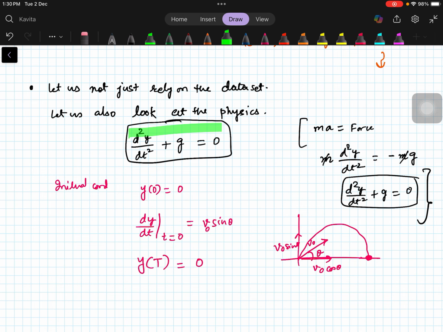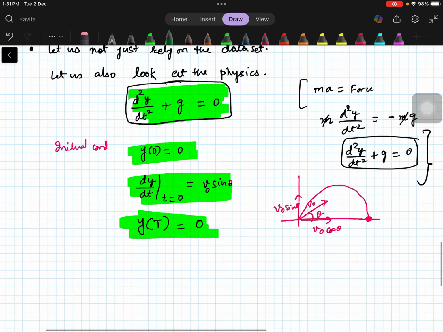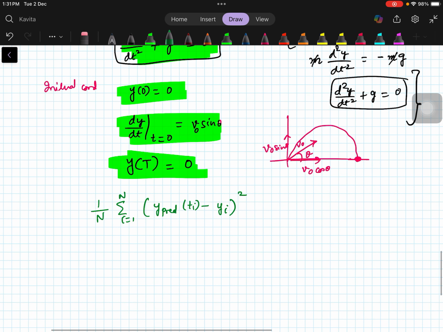So this is the physics of the model. These are the equations which tell you the physics of the model. What we are going to do is, we already had the term 1 by n, sum over i from 1 to n, of y predicted at the time ti minus yi, squared. This we already had from the neural network. This was the error we were minimizing, so we will call it the error from the data.